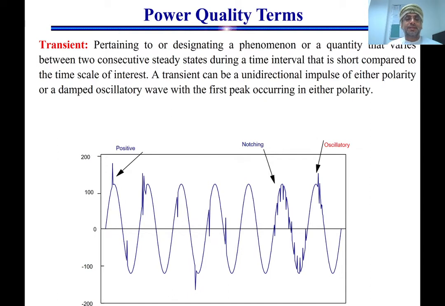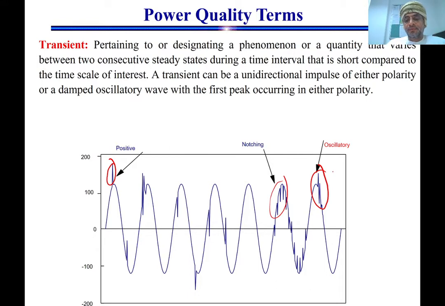Well, transient, so it is a phenomenon that varies between two consecutive steady states during a time interval that is short compared to the time scale of interest. A transient can be a unidirectional impulse, or a damped oscillatory wave. Okay, or this one, what we call notching. Right, so all these we call transient. Okay.